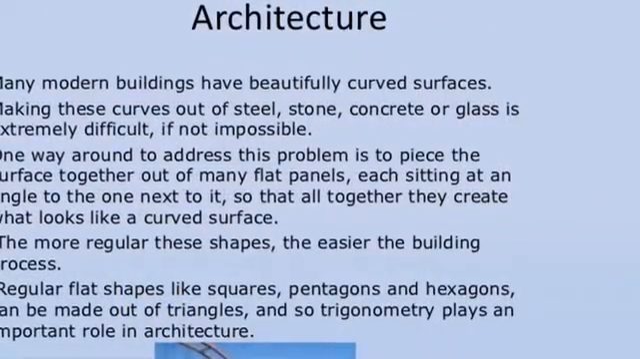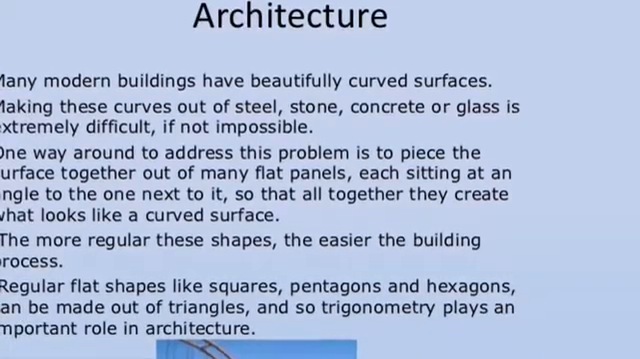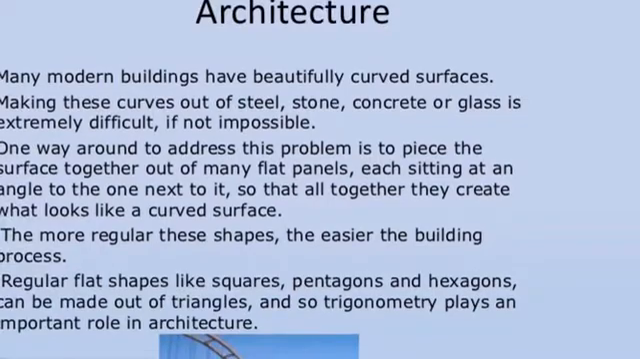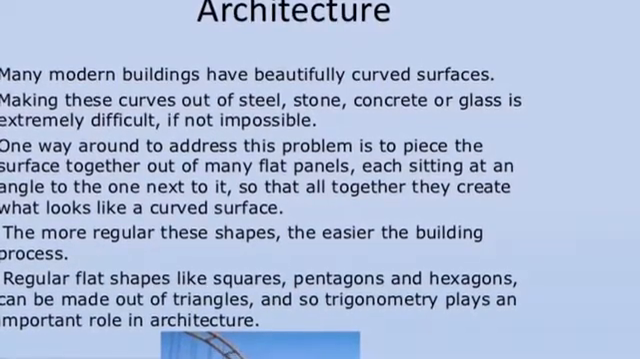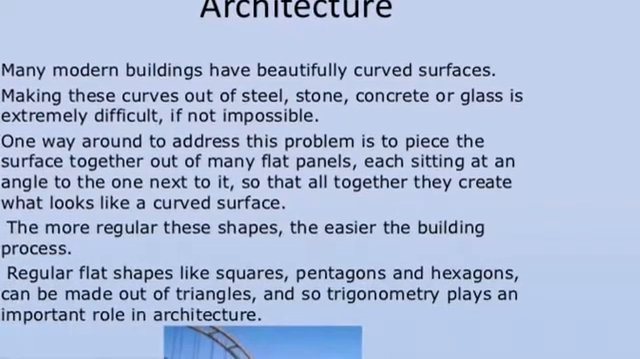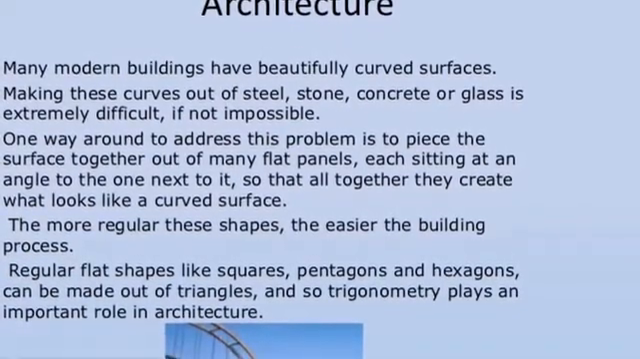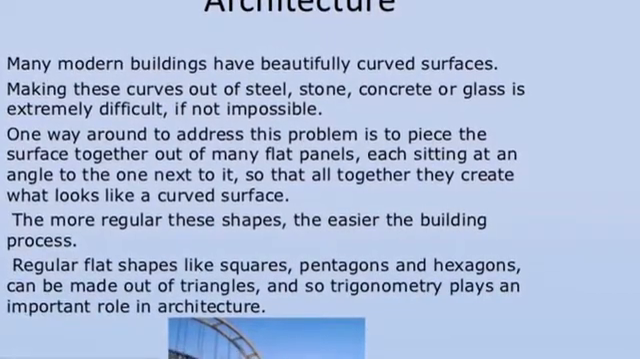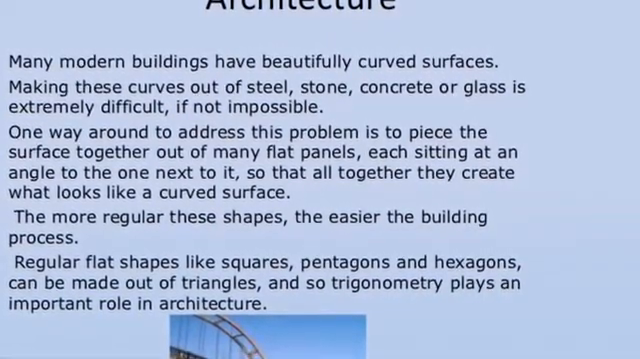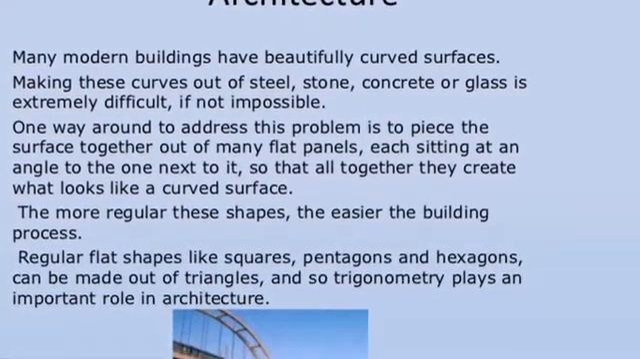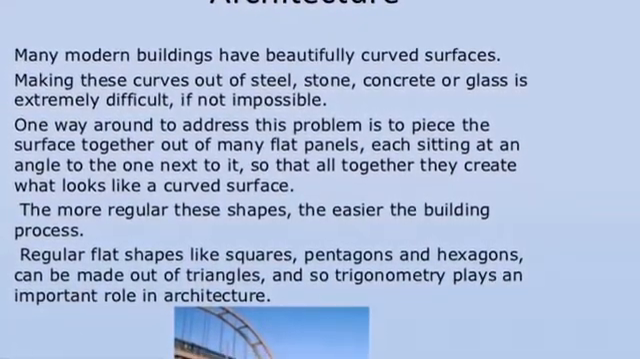Now, some more interesting facts. It is used in architecture. Many modern buildings have beautiful curved surfaces. These curves are made out of steel, stone, concrete, or glass, and it's extremely difficult. One way around this problem is to piece the surface together out of many flat panels, each sitting at an angle to the one next to it. So, with angles, you can see why trigonometry is used.